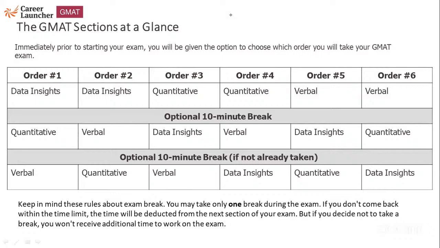So there are 3 sections: quant, verbal, and data insight. You can start in any particular order according to your strengths and weaker areas. There are 6 choices before the start of the exam, so you can choose any particular order and the exam would be in the option which you have selected. There will be an optional break either after the first section or after the second section. Use your break wisely. That helps you a lot during the exam.